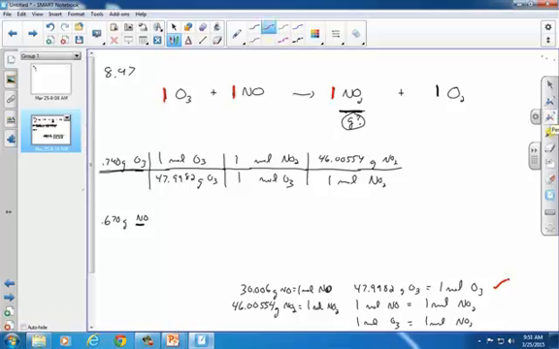So notice I can only cancel grams of O3 with grams of O3. I can't cancel that with grams of something else. And I can only cancel moles of O3 with moles of O3, and moles of NO2 with moles of NO2. But I'm able to do that and get the substance I want. So if I carry that calculation through, I get 0.709 grams.